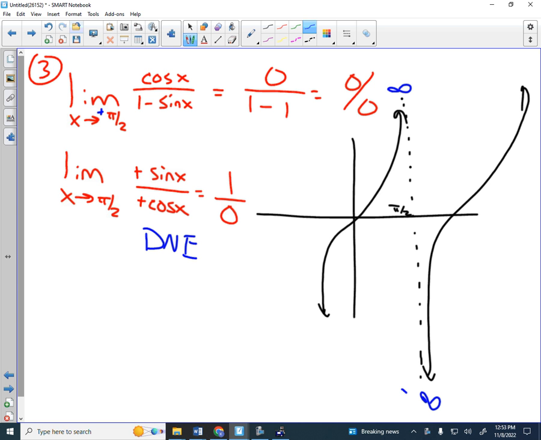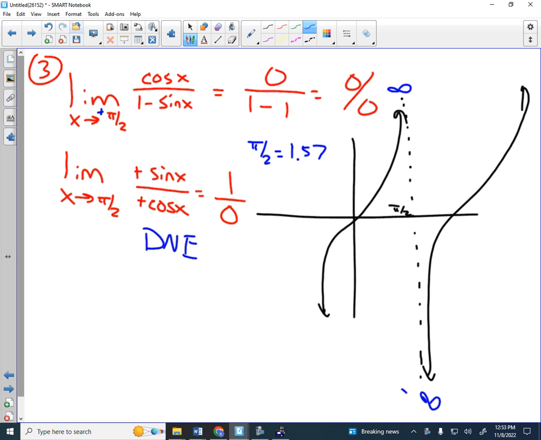Kind of brings back a little bit of your thoughts on limits, Mr. Timothy. So how would I know where pi over 2 is? Yeah, pi over 2 is equal to 1.57 if you were to take pi and divide it by 2. So as you roll over on your graph, you're going to see that spot.